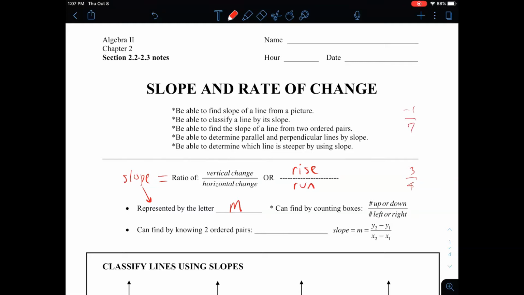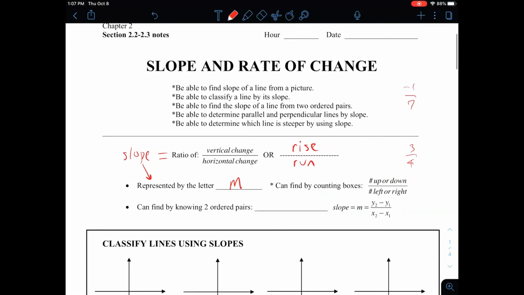You can find the slope from two ordered pairs, which are going to look like x1, y1, and x2, y2. And the slope formula is this: y2 minus y1 over x2 minus x1. This is going all the way back to chapter 4, I believe, of Algebra 1. So it's been a long time since we talked about this, but all very important stuff.